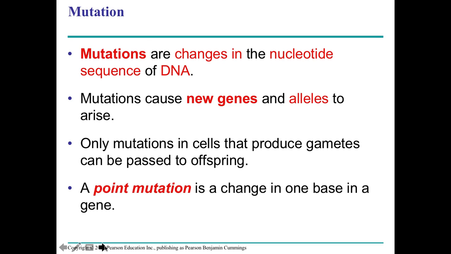Only mutations in cells that produce sex cells, gametes, can be passed to offspring. That makes sense because only the sperm and the eggs create an offspring, create a zygote. So only mutations in those cells are actually passed to the babies. And then a point mutation is a change in just one base pair, one A, T, C, or G, in a gene.